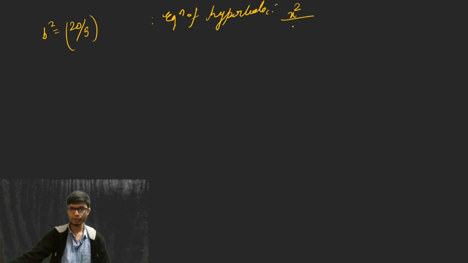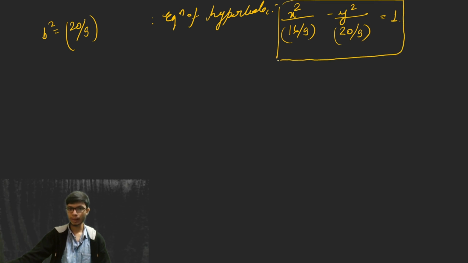That is x square by a square. So a square is basically 16 by 9, minus y square by b square. What is b square? That is 20 by 9. And it is equal to 1. So this is the equation of the hyperbola. All right, so I got to the equation of the hyperbola.